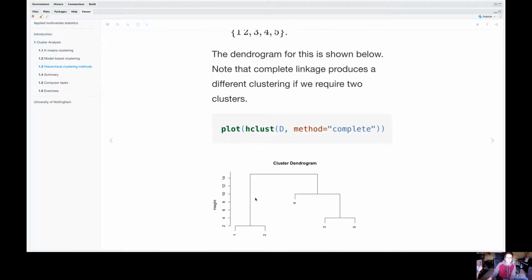Okay, so if we plot this, just note that to do this in R, we use this hclust command, and we just specify the method to be complete linkage. If we do that, we get a different dendrogram to what we found previously. 1, 2 join first, then 3, 5, then 4 joins 3, 5, then they all join together.